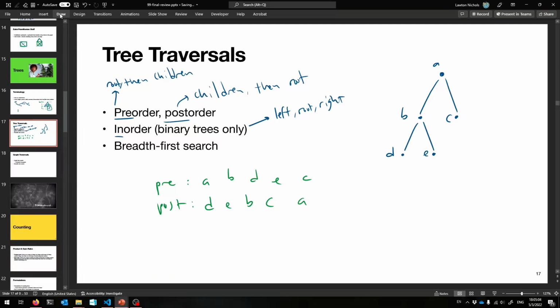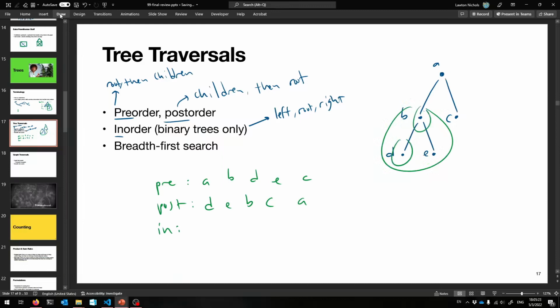Gosh, do I want to show you in order right now? In order really only makes sense when it's like a breadth, or a binary search tree. But I guess I could show you in order. Why not? It's always left, root, right. So left, root, right. Okay, so recursively visit this one.